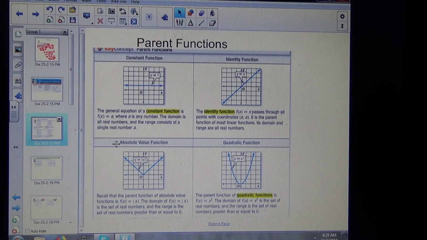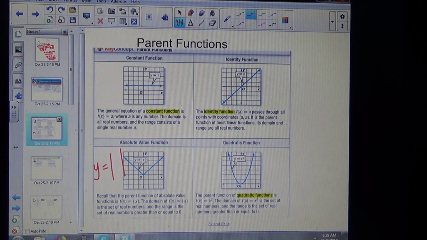So whenever you see the symbols for absolute value, if you ever see these symbols here, okay, instantly you should know it's going to make the letter V. That's automatic. And if you see the V on a graph, you know it has those symbols in the equation. Okay, so those are called the absolute value symbols.